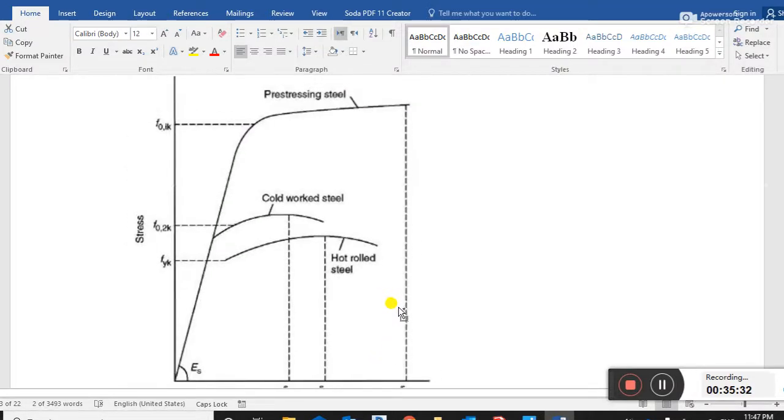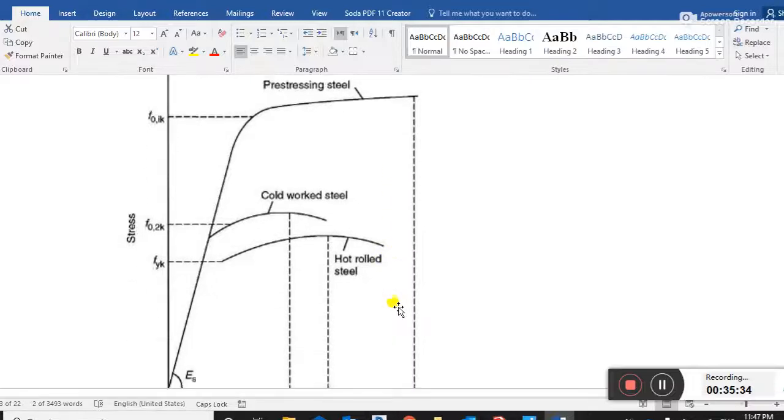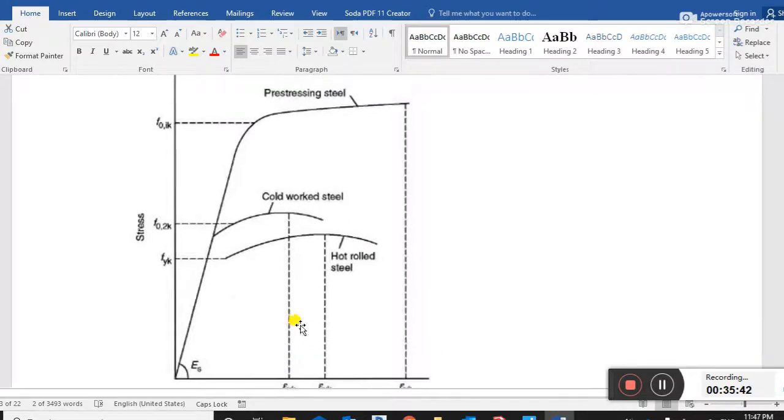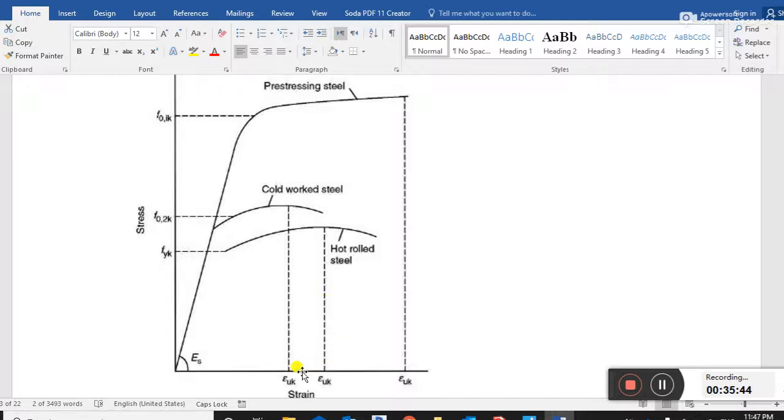This is a very important diagram, stress versus strain curve for steel. We have the different values. This from the origin goes like this, and this is for the pre-stressing steel, with high strength and high yield strength. This is for the cold worked steel. This is the curve for the hot rolled steel.